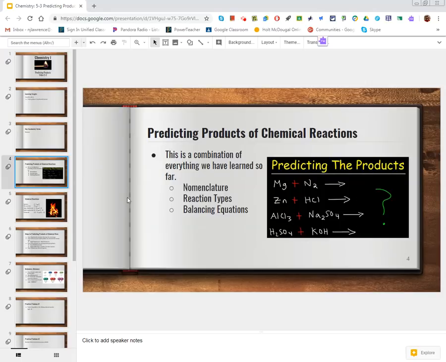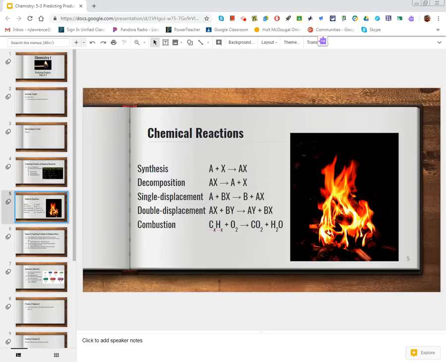And so again, before we get started and looking at our steps, let's remind ourselves of what are the 5 different chemical reactions we've learned so far. Here on the slide, you can see the 5 reactions we've learned. We have synthesis, where 2 or more things come together to form 1 compound. We have decomposition, where 1 substance is breaking down into 2 or more parts.